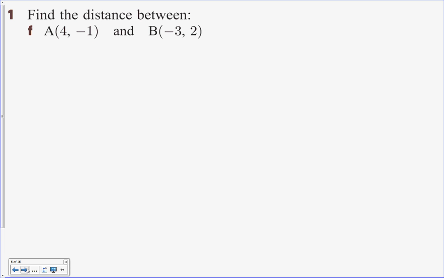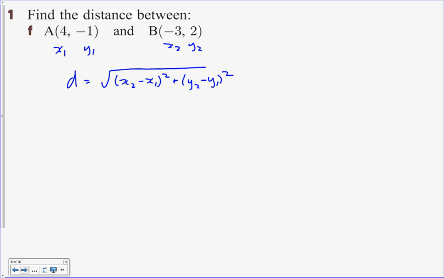F, again, start with x1, y1, x2, y2. So labeling, then we need to write our formula down. D equals square root x2 take x1 all squared plus y2 take y1 all squared. Now we substitute in. So equals square root -3 take 4 squared plus 2 take -1 all squared.